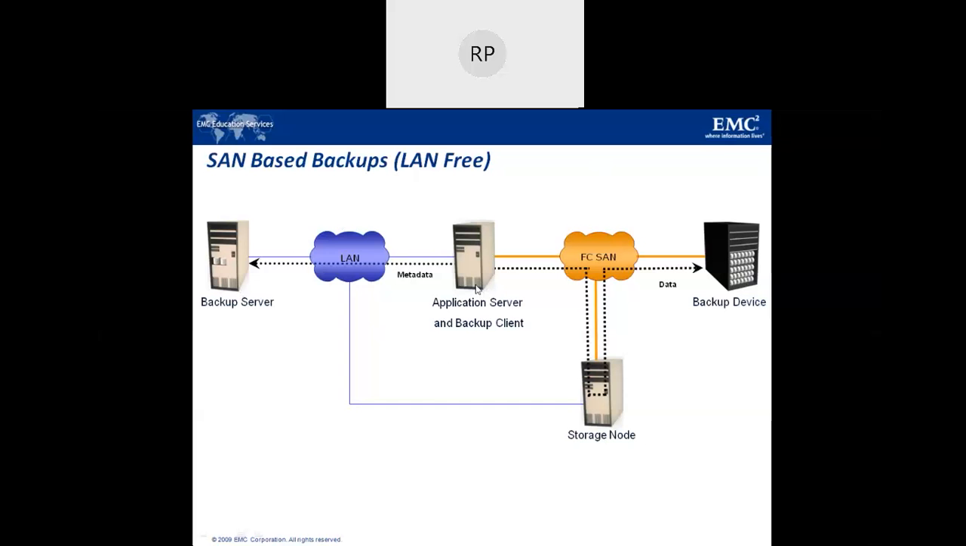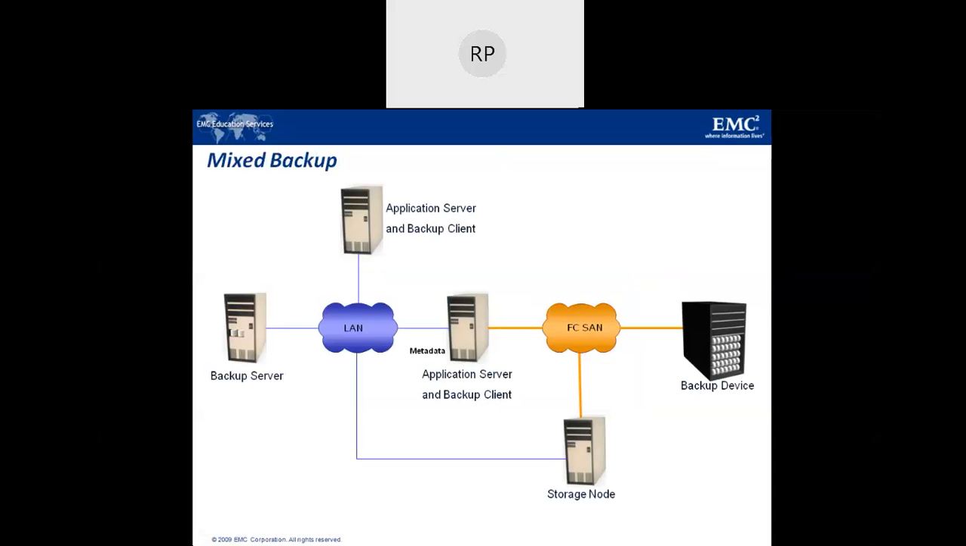And here, as the storage node and backup devices are not directly connected to the application server, you can share these devices, the storage node and backup devices, with a larger number of application servers. You can connect those application servers to this FC SAN network so that these two can be shared with more application servers. This type of topology is called SAN based backup or LAN free backup.